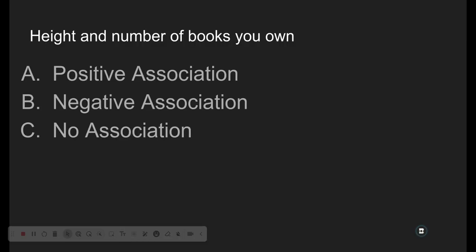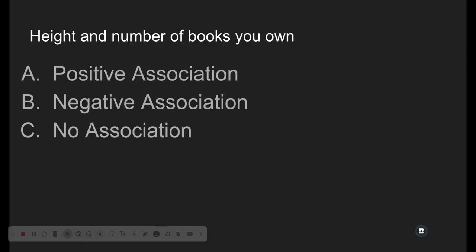All right, so this is where you don't have a graph in front of you and you're just trying to see what type of association you think that it would be. So height and number of books you own. Do you think that as height goes up, the number of books you own goes up? As height goes up, the number of books you own goes down, or there's no relationship whatsoever? A, B, or C?